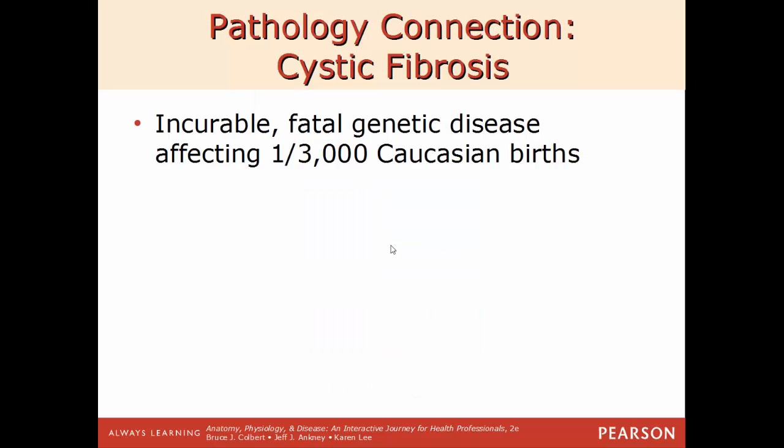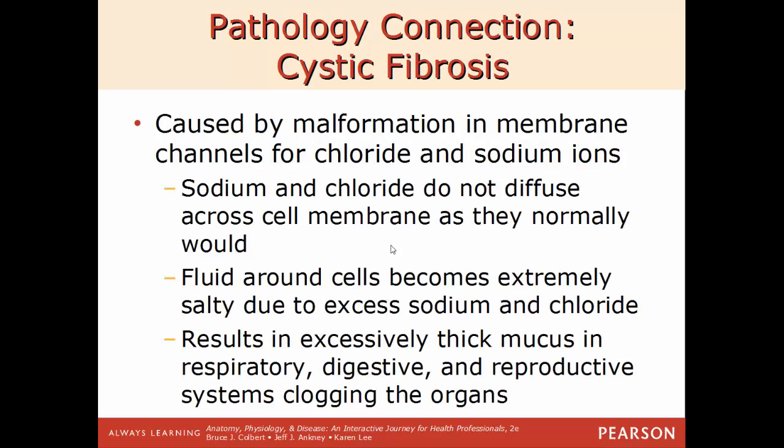All right, now we'll talk quickly about a pathology connection between facilitated diffusion and a disease. The disease in particular is cystic fibrosis, or CF. Now this is a fatal genetic disease. It's incurable. It's found in 1 in every 3,000 Caucasian births. It is caused by a malformation in the membrane channels for chloride and sodium ions. So sodium and chloride are not able to diffuse across the cell membrane like they normally would.